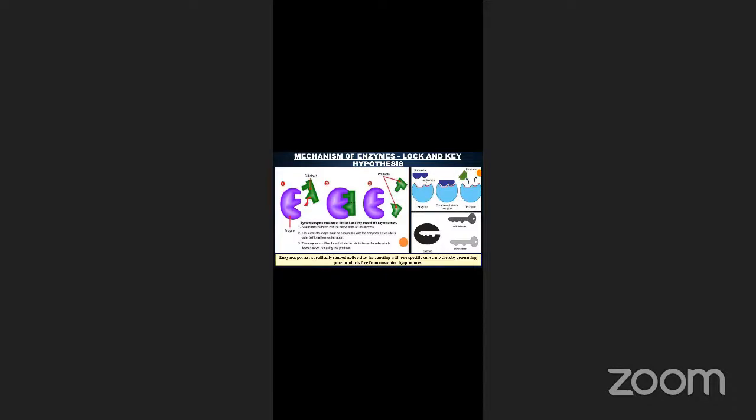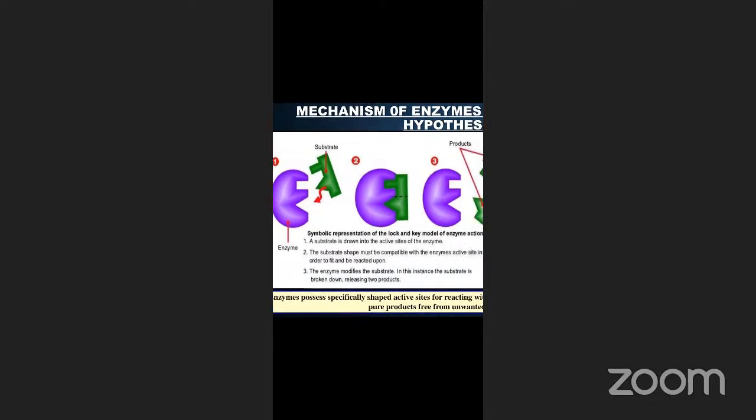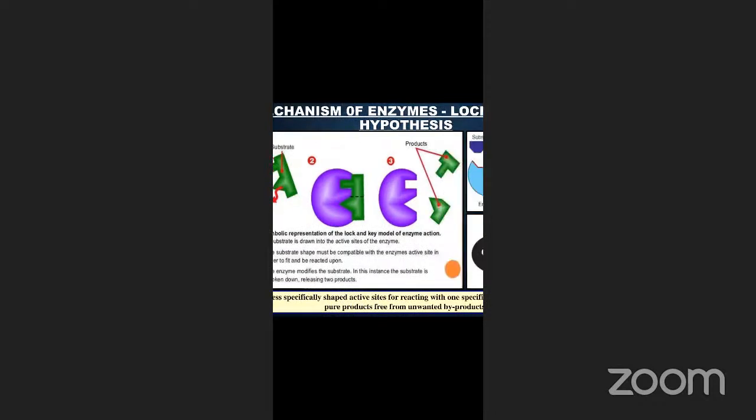So what is the mechanism of action of the enzymes? There are some theories. One is the lock and key hypothesis, where you can see here, this violet one is the enzyme and the green one is the substrate. This substrate is exactly complementary to the enzyme shape, and when it binds tightly, a reaction takes place and we get the products.